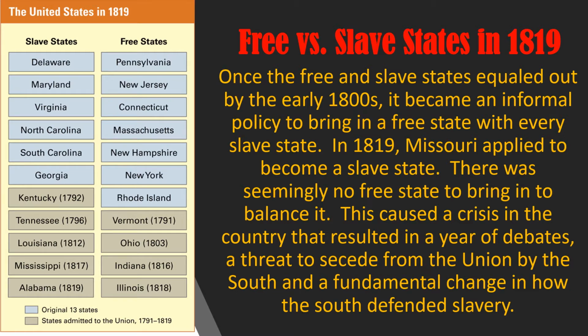In 1819, Missouri applied to become a slave state. There was seemingly, at the time, no free state to bring in to balance it. This caused a crisis in the country that resulted in a year of debates, a threat to secede from the Union by the South, and a fundamental change in how the South defended slavery.